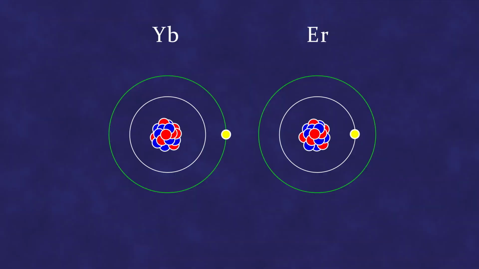Let us consider two atoms, ytterbium and erbium, located next to each other, with the ytterbium atom already in an excited state. Such an atom can be imagined as a dipole, creating an electric field directed from positive to negative, that is, from nucleus to electron, in our case, from left to right. This electric field acts on the erbium atom, attracting its nucleus and repelling its electron.